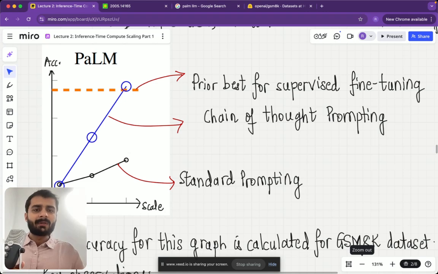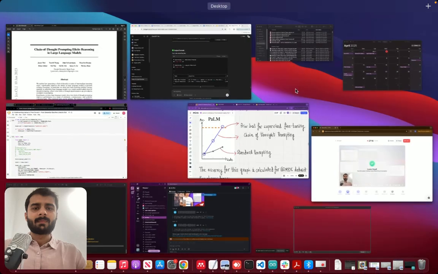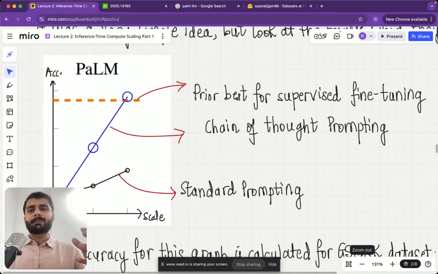Well, I can see one more thing from this graph. If you look at very large PALM models, they are almost comparable with the best supervised fine-tuned models, which means that without going through the computationally expensive task of supervised fine-tuning, we can still achieve the same accuracy on the arithmetic reasoning data set by simply using a prompting technique, which is chain of thought prompting. Okay, so we have observed three different observations. First is that chain of thought prompting compares significantly well with respect to standard prompting. Second is that the accuracy increases with the scale of the model. And third is that for very large PALM models, the accuracy is almost comparable with supervised fine tuning.